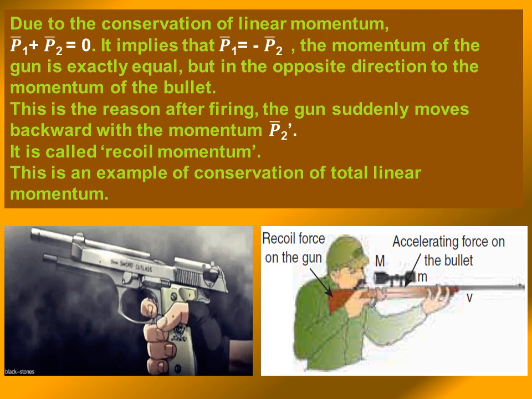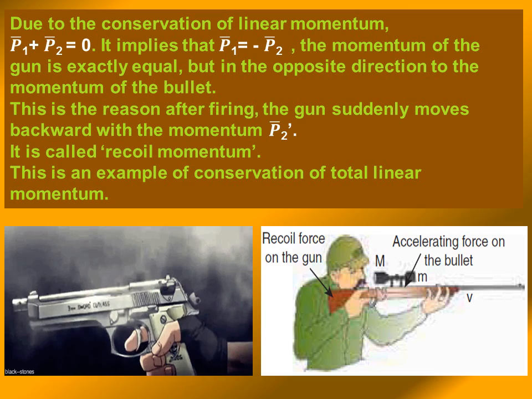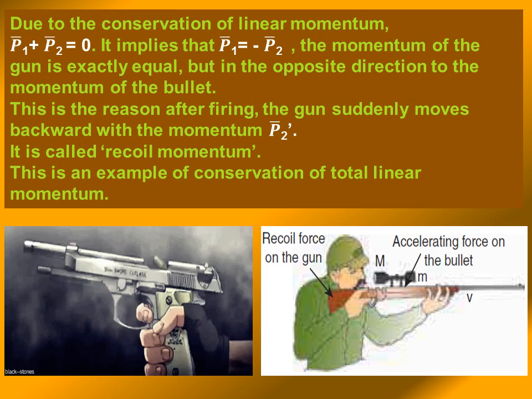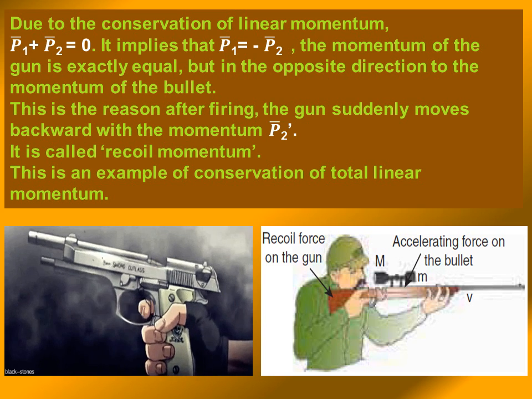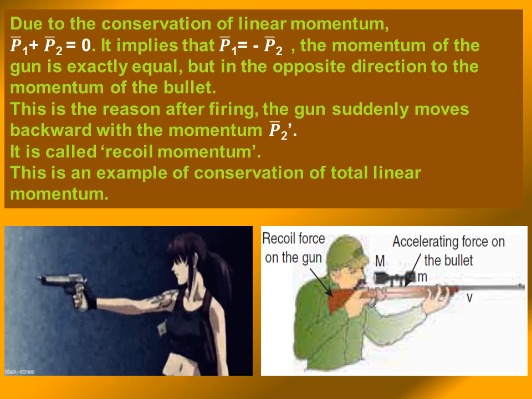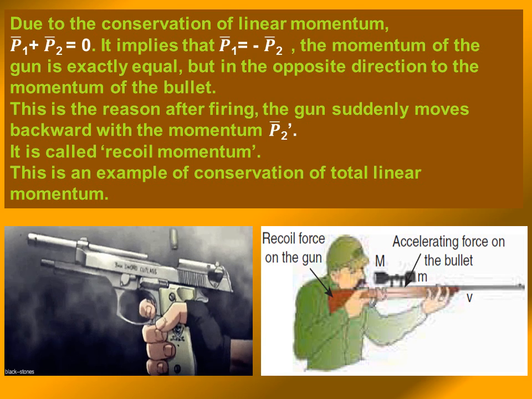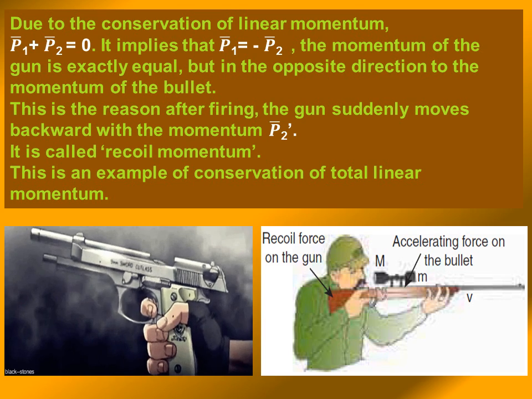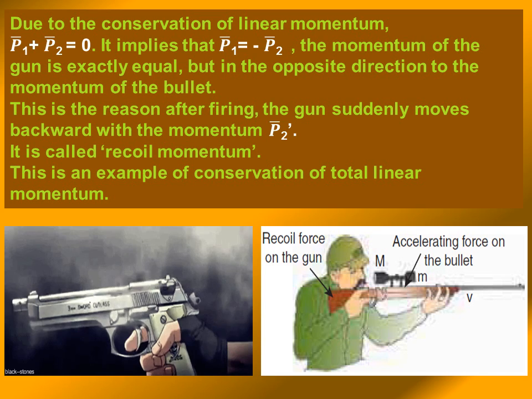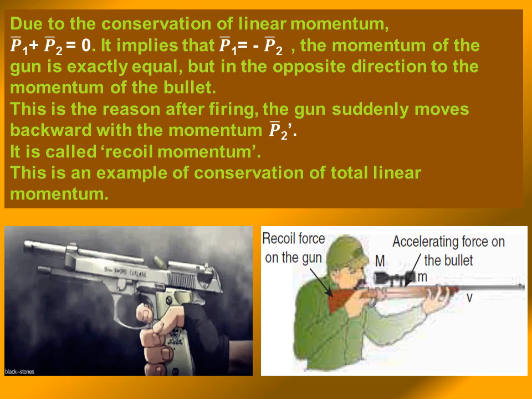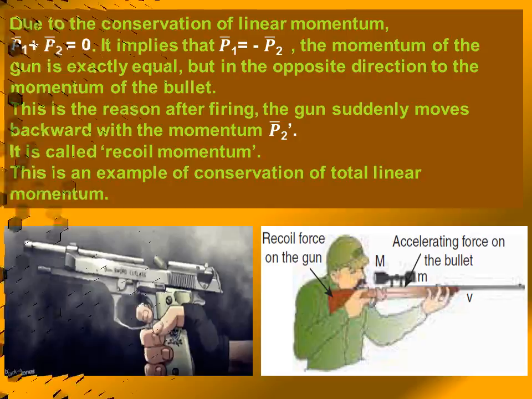Now, due to the conservation of linear momentum, p1 plus p2 is equal to 0, which implies that p1 is equal to minus p2. The momentum of the gun is exactly equal but in the opposite direction to the momentum of the bullet. This is the reason that after firing, the gun suddenly moves backward with the momentum p2 vector. It is called recoil momentum. This is an example of conservation of total linear momentum.